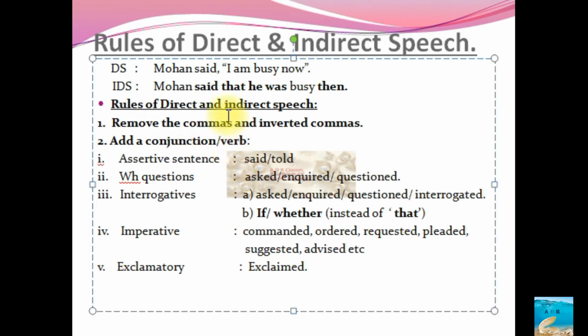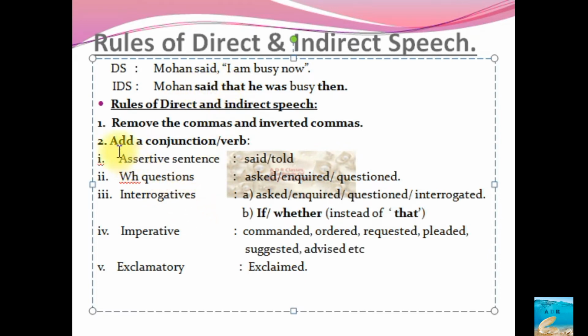Conjunction. Why have I used a conjunction? Said is not a conjunction, but it is an implied conjunction. That means it is connecting one word with another. It is used as a bridge here. Fine. So in this rule number 2, we have sub rules.